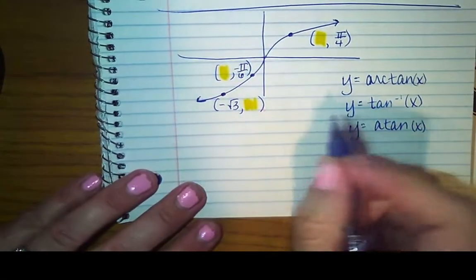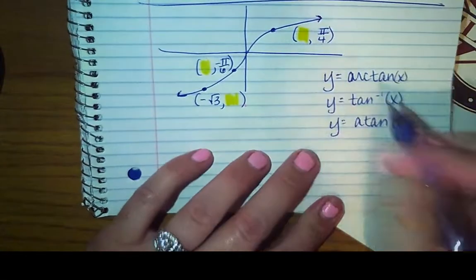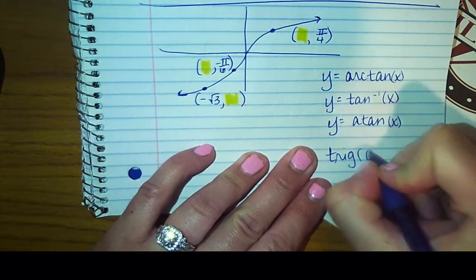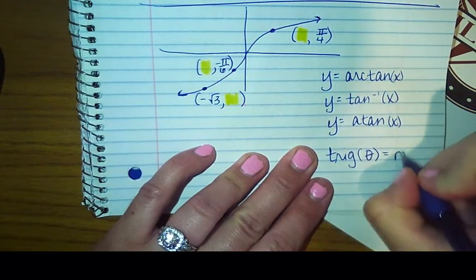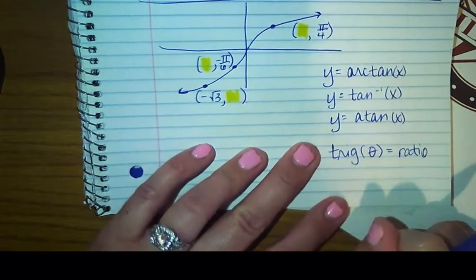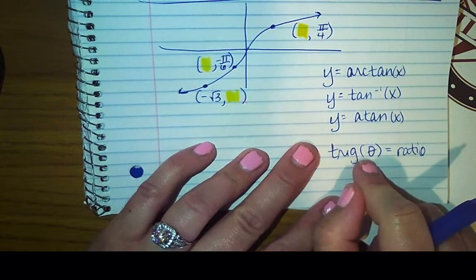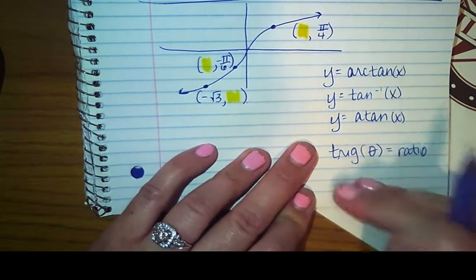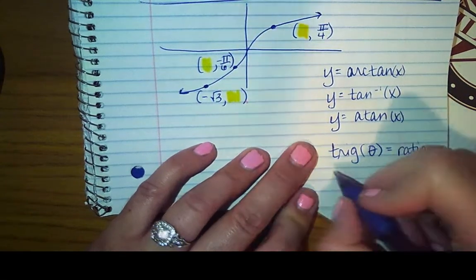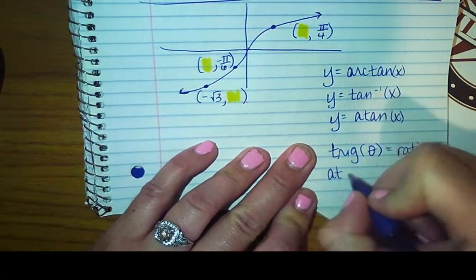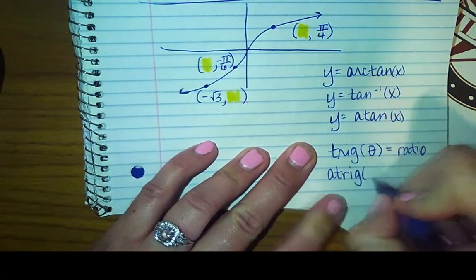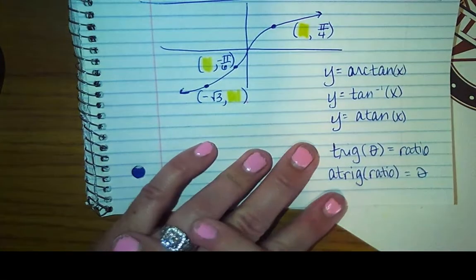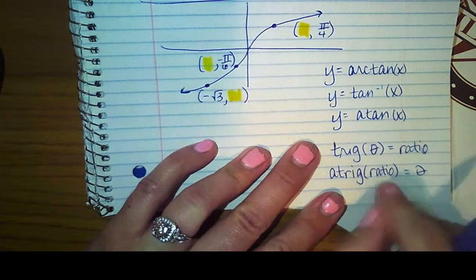Normally with a trig function, and I'm going to be lazy with this, we have a trig function that we evaluate at an angle and it produces a ratio. Well, the inverse of that means we undo everything. So the arc trig function of a ratio will tell you the angle measure at which that ratio occurs.